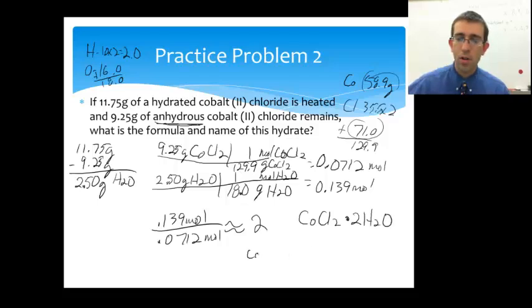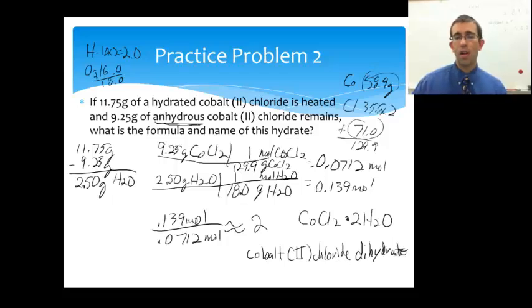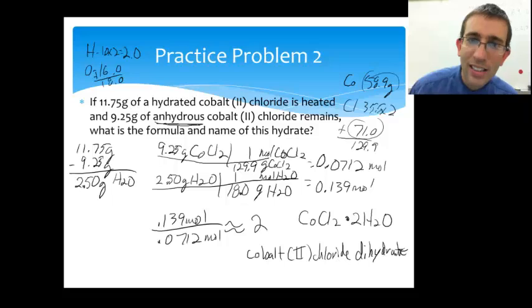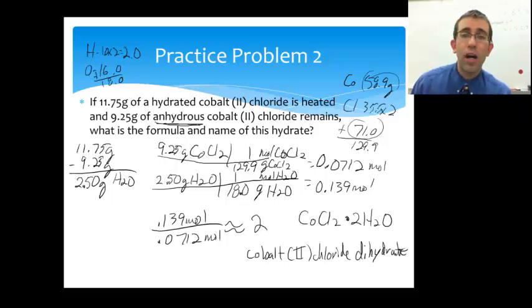The name of this is cobalt 2 chloride. Di is the prefix for 2, dihydrate. Alright, so we got our formula and our name, and that's how you do hydrates.